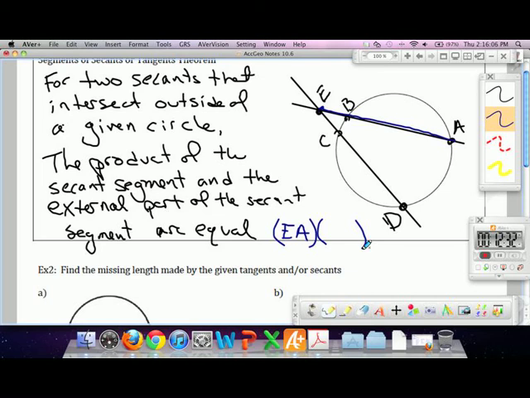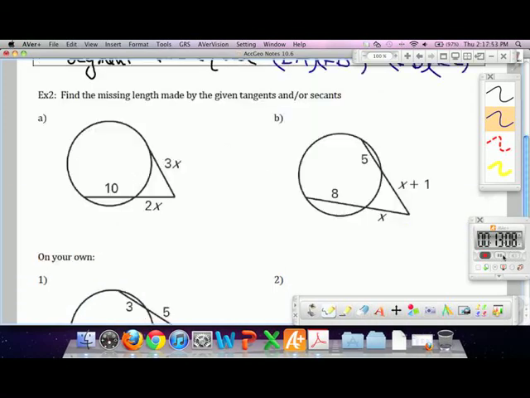So for a secant segment EA, what would be the external part of this? External being outside. Oh, wait, sorry. EB is the external part of this. These two things are equal in both secant segments. So EA and EB, if I multiply them, is going to be the same as the whole and the external part.